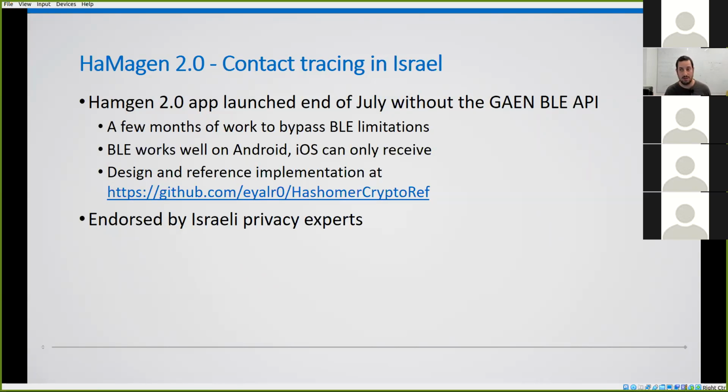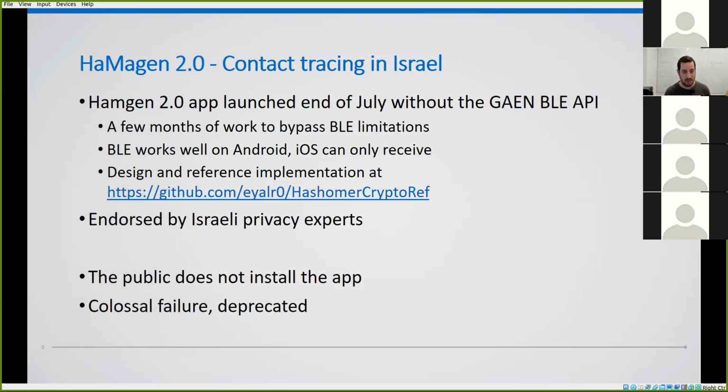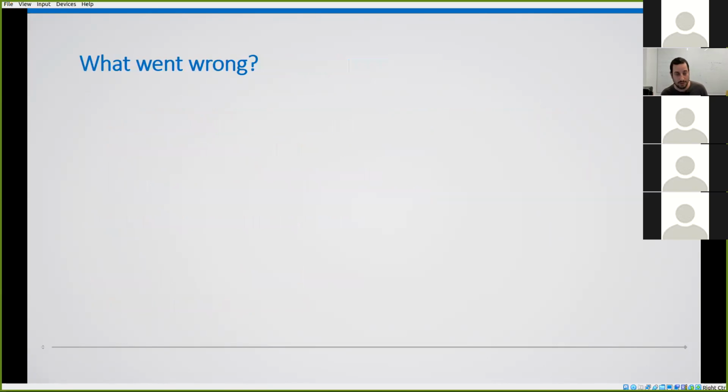And after that, the public simply did not install the app. As far as I'm concerned, even if some other people might think otherwise, I think it was basically a colossal failure, and it was basically deprecated a couple of months afterward. And we can ask ourselves basically what went wrong.